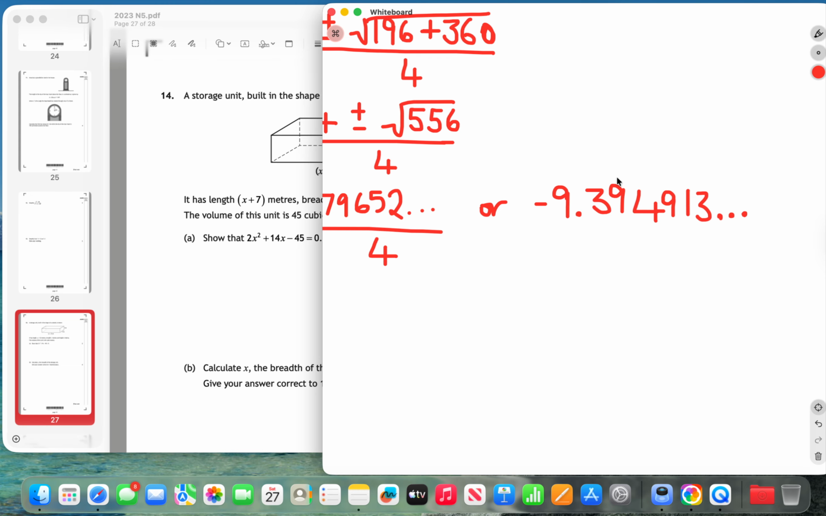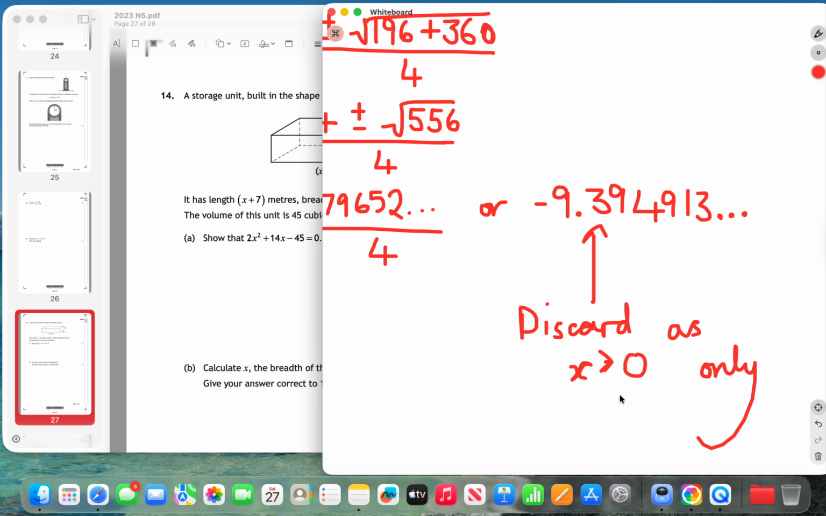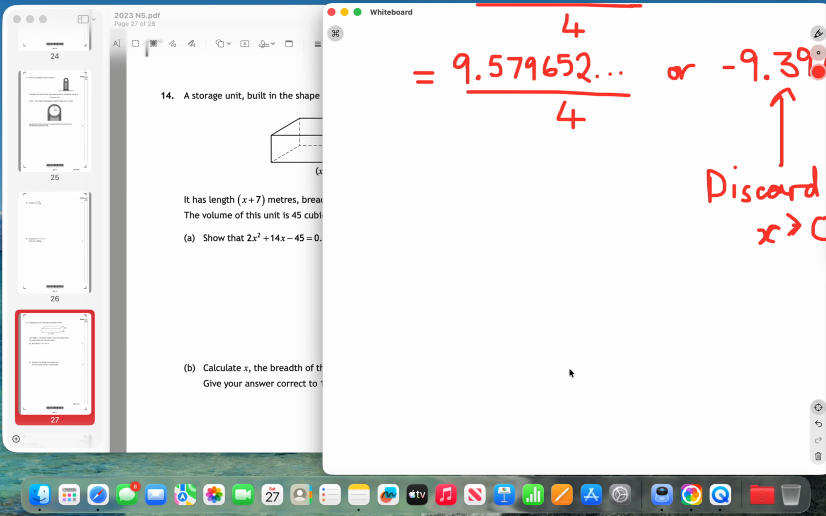So we're going to discard this one. So discard this solution for x because x must be greater than 0. Because that's the only one that makes sense in the context of the question.